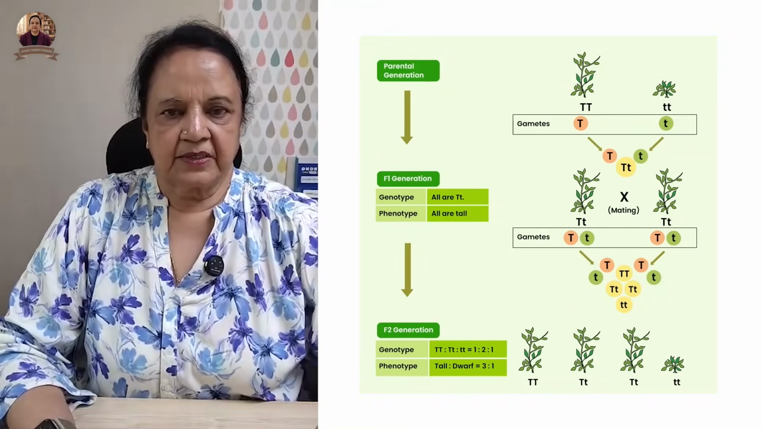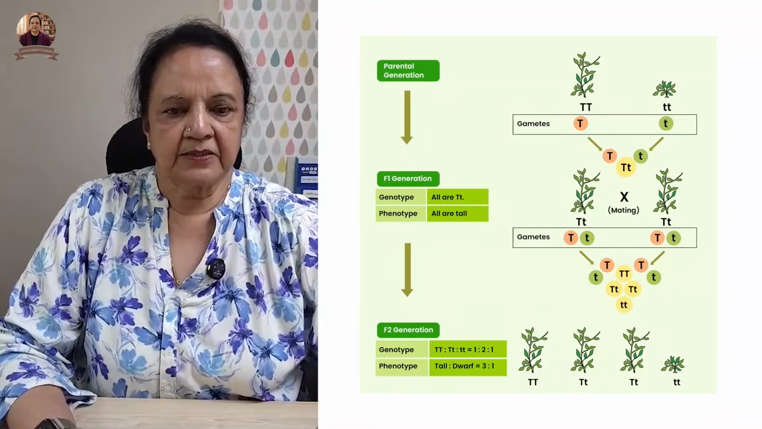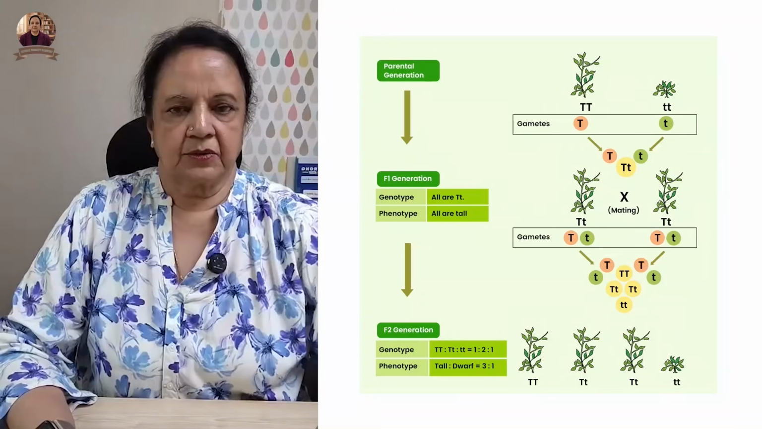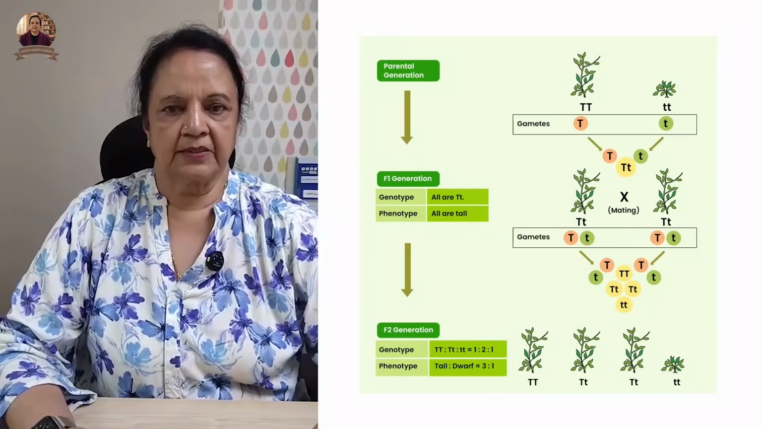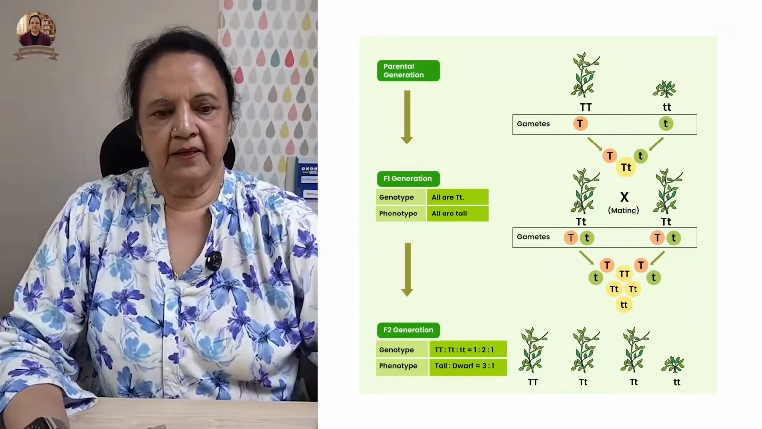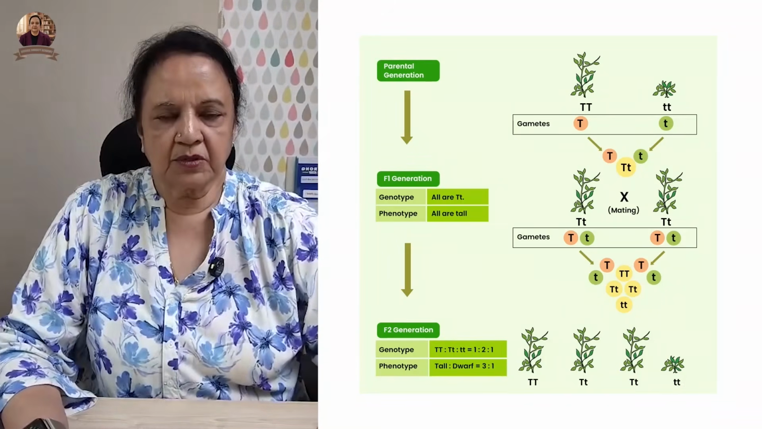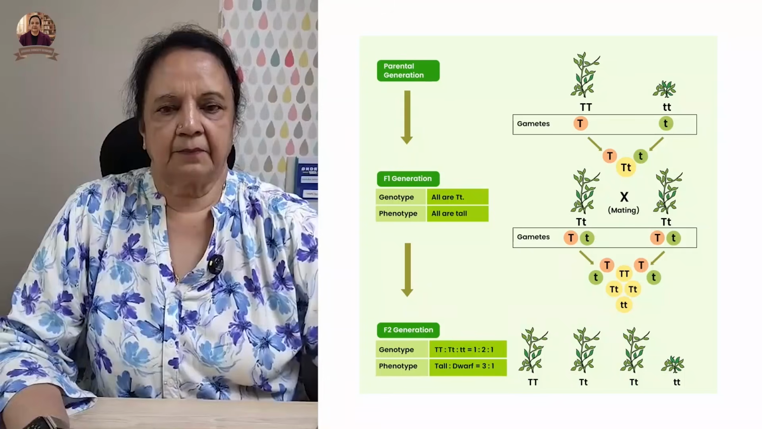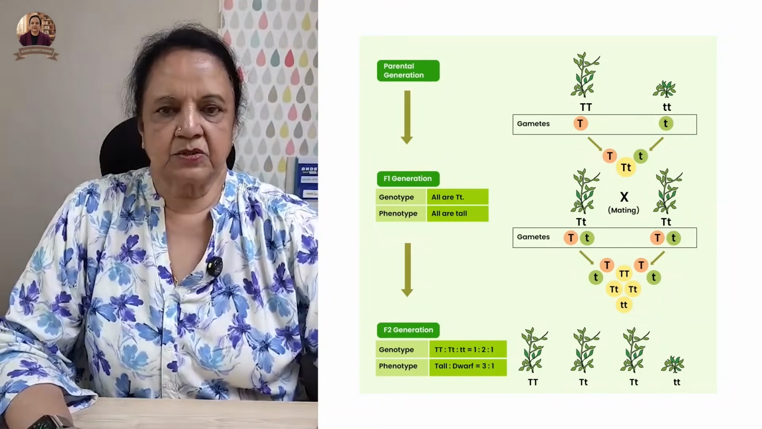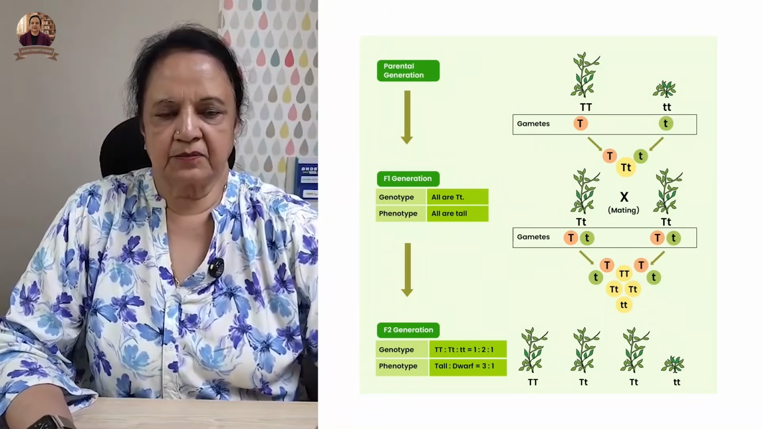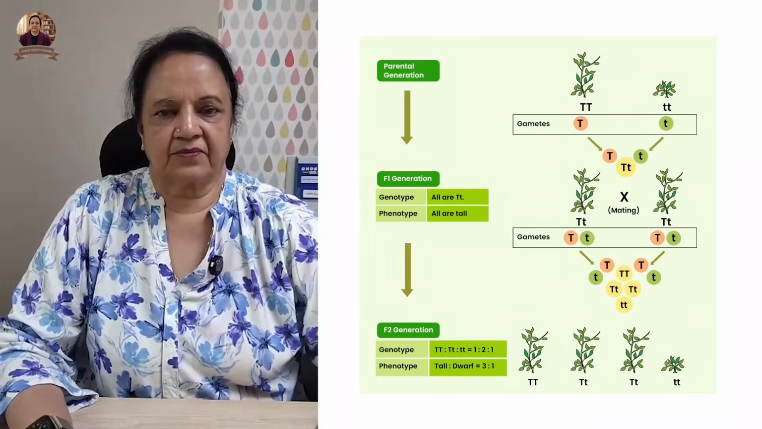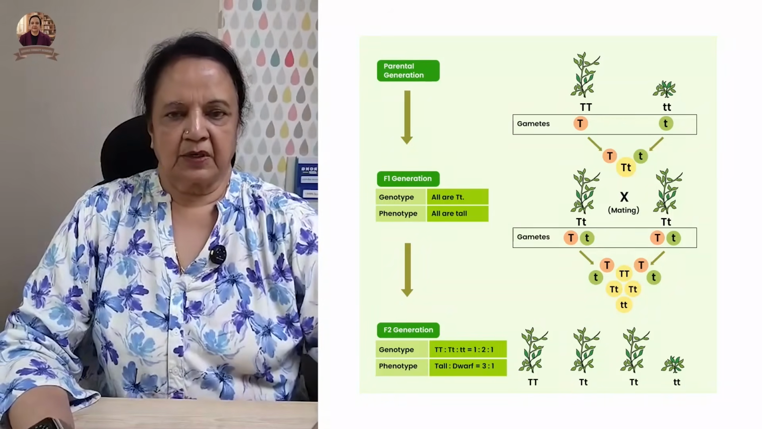The F2 generation is obtained by a Punnett square. We get a phenotypic ratio of 3 tall to 1 dwarf, and the genotypic ratio will be 1 homozygous dominant, capital T capital T, 2 heterozygous dominant, that is capital T small t, and 1 homozygous recessive, that is small t small t.